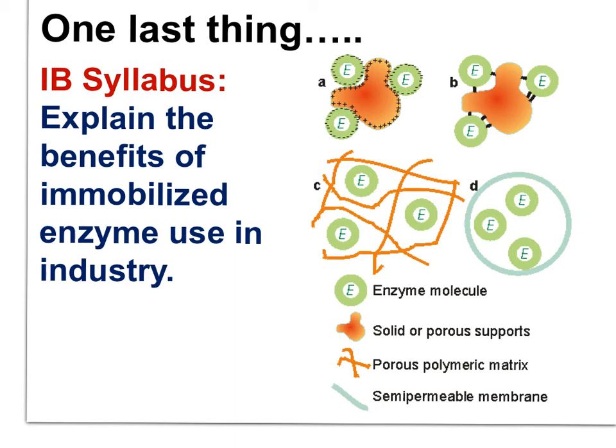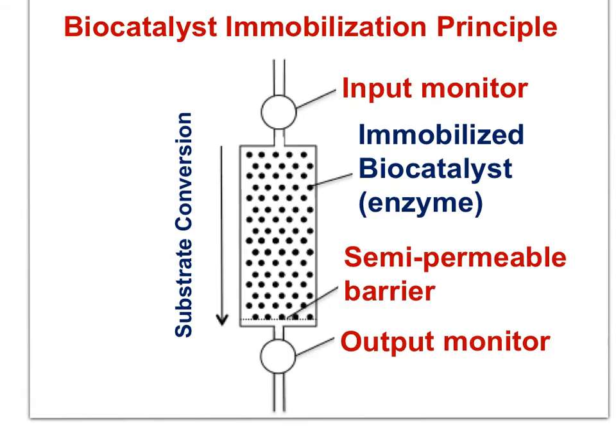Immobilized enzymes are resistant to denaturing over greater ranges of temperature and pH. Immobilized enzymes prevent enzymes from mixing with the product. Here's an example of an apparatus where the enzyme is immobilized in a gel or immobilized by being attached to inert beads.